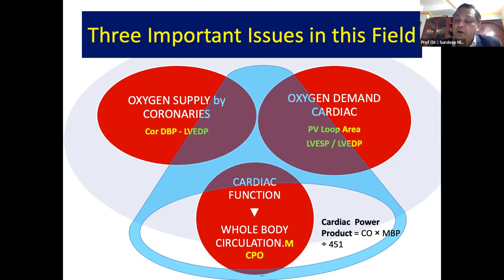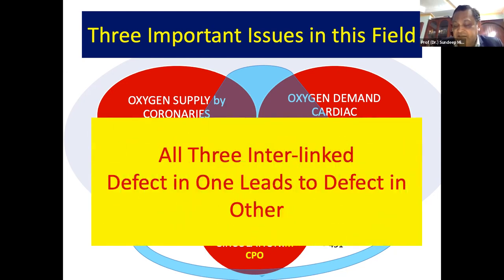That is number one. Number two is the oxygen demand of the cardiac tissue. And there we can talk of pressure volume loops. I don't think we'll go into detail, but I will just show you small things so that you can understand what we are talking about. And finally, it is about the total or systemic perfusion, which is determined by cardiac power product, which is the multiplication of cardiac output and mean blood pressure. So basically it is a product of cardiac output and mean blood pressure. Let us see how all these three things are interlinked.